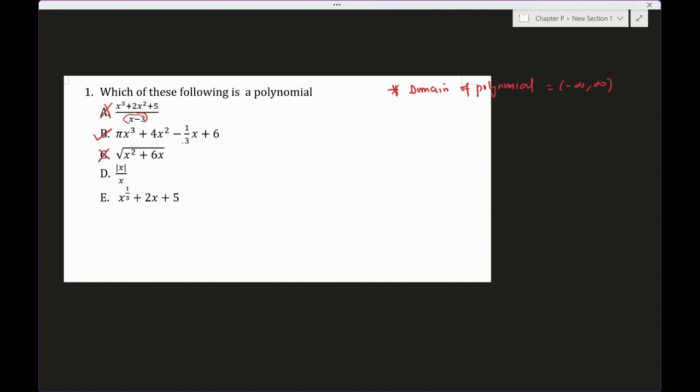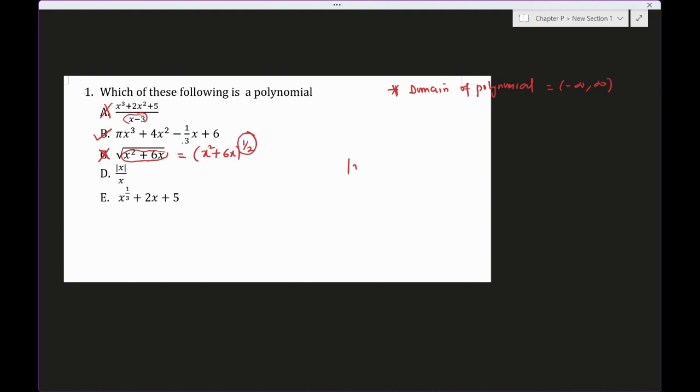Now, C is not a polynomial. Clearly, you can see that this is x squared plus 6x to power half. So you see the power here is non-integer. You can also use the idea of domain. You can see the domain of this is not the whole R. Since you have an even root, the domain will be what makes the inside, x squared plus 6x, greater or equals to 0. That will give you the domain, which is not the whole R. So with that, you can also eliminate C.